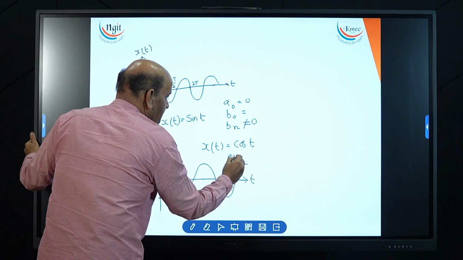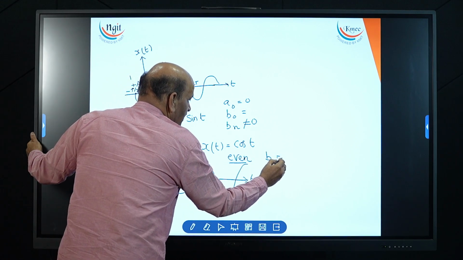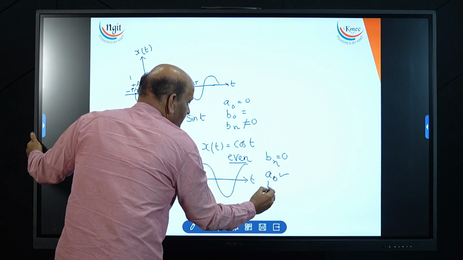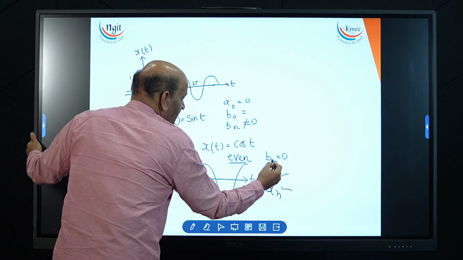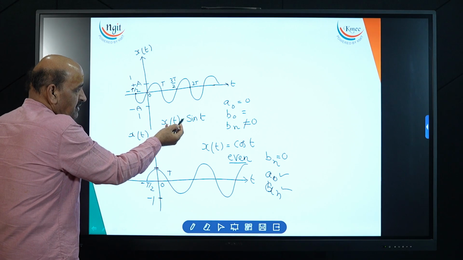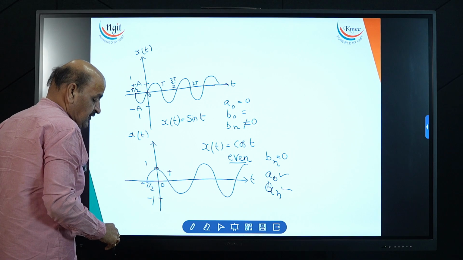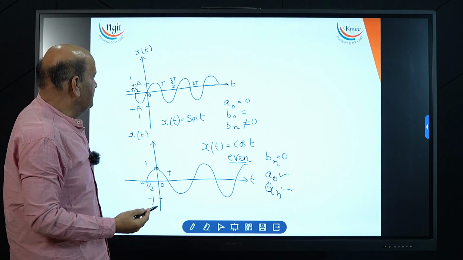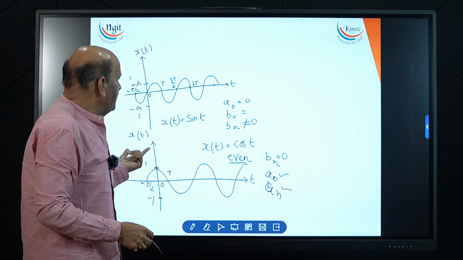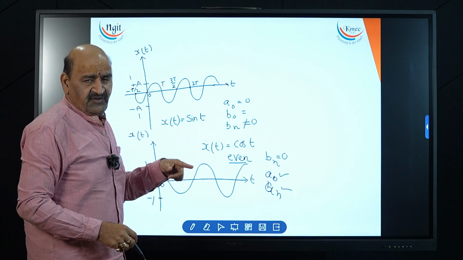Cos t is called what? Cos t is an even function. For an even function, bn equal to 0. You are supposed to find the values of a0 and an only, not bn. For odd, no need to calculate a0 and an. You have to calculate only bn. So, this ends the session on Fourier series problems. So now in the next session we are taking another concept. Thank you.